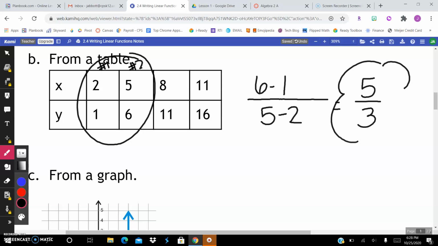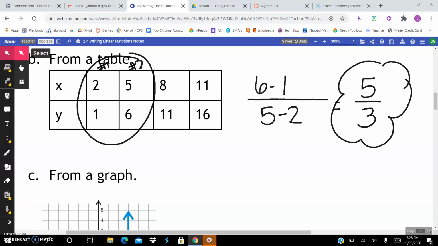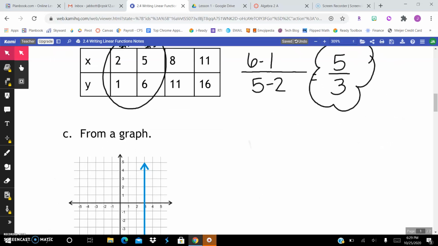And we can leave our slope as an improper fraction because remember that's our rise over run, and we want to be able to quickly find what the rise over run is in our equations.